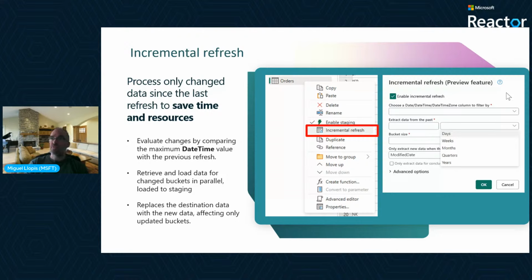It allows you to just define an incremental refresh policy on a per query basis. The screenshot is actually outdated. It says preview feature, but it was recently GA'd as of a couple of months ago. It allows you to configure a date, time, or datetime zone column to filter by and to define the partitions, extracting data from the past days or weeks or months, quarters, years. And after configuring those options, it's just focusing on refreshing the last chunk or partition of data that changed since the last refresh. Again, another one of those features that can save you a lot of time and resources as you refresh your dataflows from your data sources multiple times.